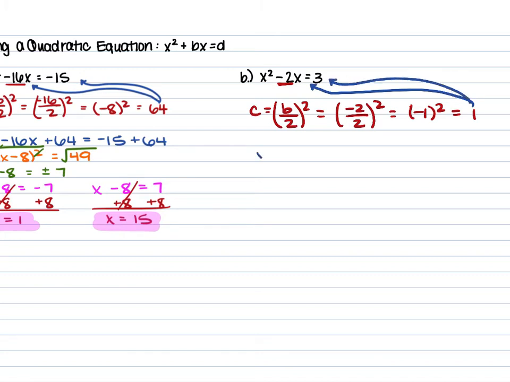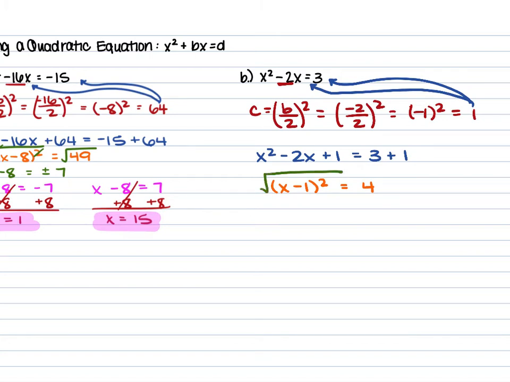So it's going to give us x squared minus 2x plus 1 is equal to 3 plus 1. We're going to factor the left side, add the right side. This gives us x minus 1 squared is equal to 4. From here, in order to solve for x, take the square root of both sides. Remember, since you're taking the square root of both sides, whatever the square root of 4 is, you have to put the plus or minus in front of it.